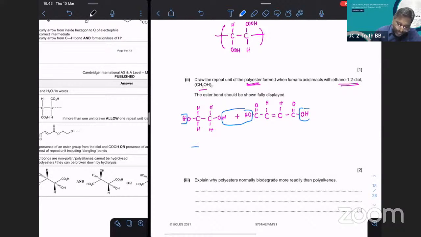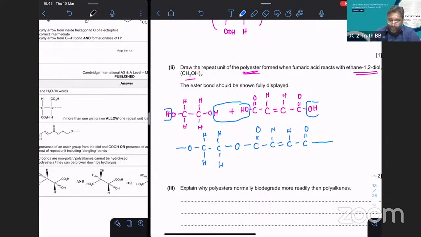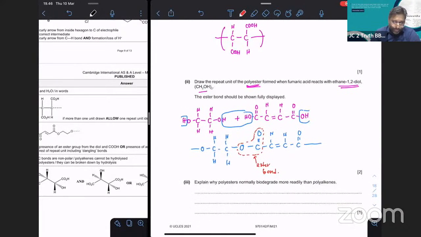So when you draw, you just draw like this: O, CH2, CH2, O, join with C double bond O, CH, the double bond is still there, CH, C double bond O, join like this. And then you need to also show the ester bond. So I use this pen and I show like this. This is the ester linkage or ester bond. Done. Draw only one unit here, don't draw more.